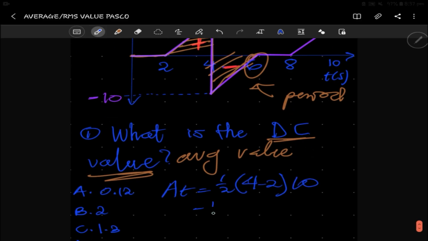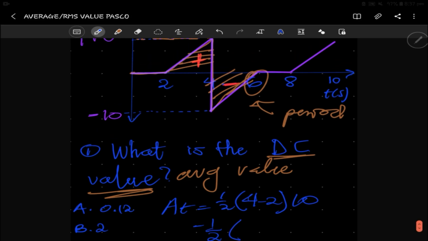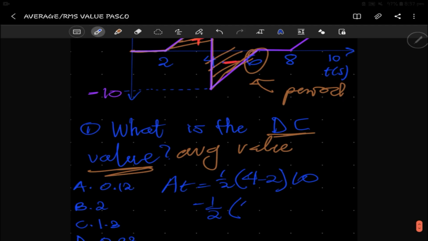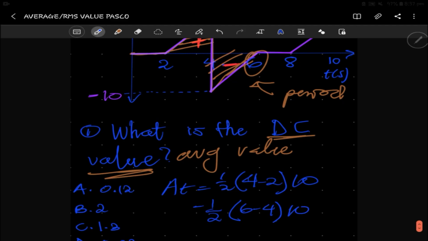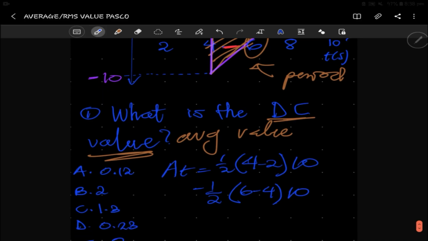And for the negative side, we have half. The base is 6 minus 4, right? So we have 6 minus 4, right? And the height is still 10 again, right? So this is what we have. Right, so this is the base and height. So that gives us, let's see.